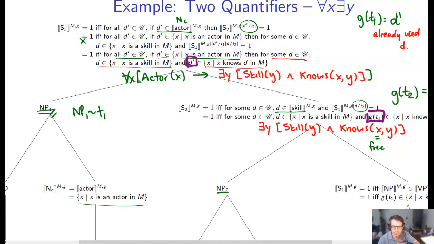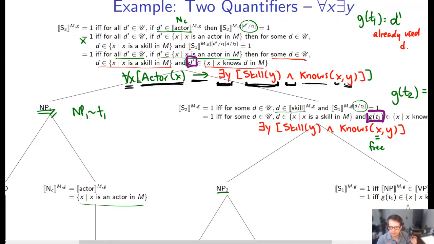But if we take a look at the truth conditional meaning and conditions, how it's spelled out, and how the translations go, again, it matches very nicely. So for all d in our universe, that's the universal right there, if d prime is in the set of X such that X is an actor. So if X is an actor, then it's the conditional. For some D in our universe, there's the existential Y. D is in the set of X such that X is a skill. There's skill Y. And then D prime is in the set of X such that X knows D.